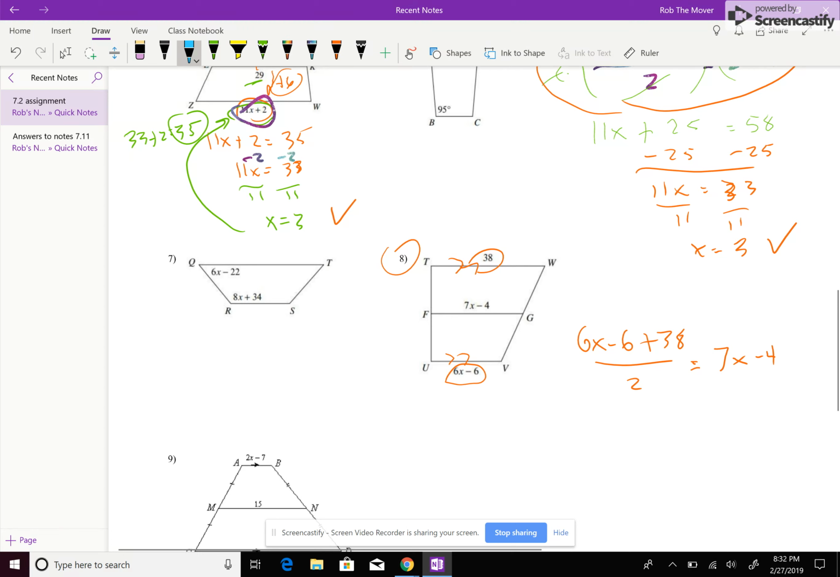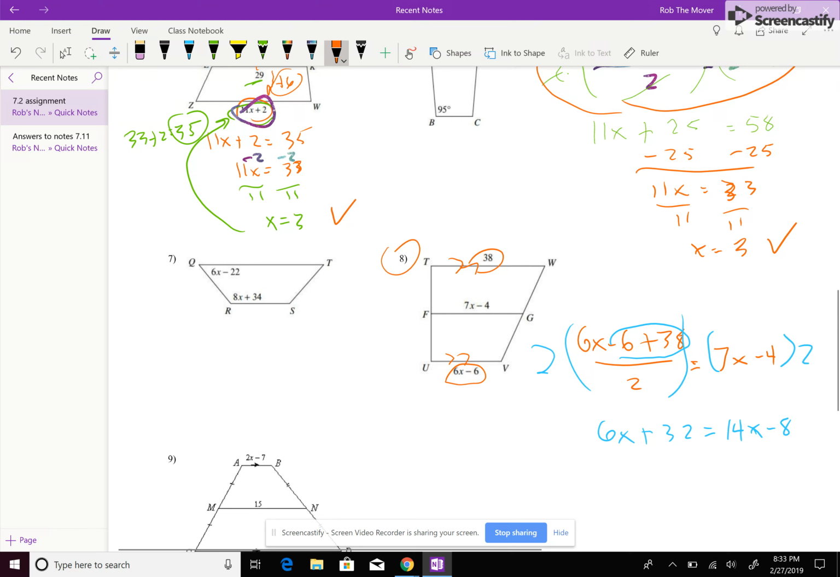Okay, so how do we solve that? Again, if we look back to what we did before, the easy way to get rid of this divide by 2 is not to add this and divide by 2, which is going to be messy. I would just like to get rid of that 2 by multiplying by 2. And we get 6x, and I'm going to go ahead and combine this, plus 32 equals 14x minus 8, right? We got a little more of a complicated equation here.